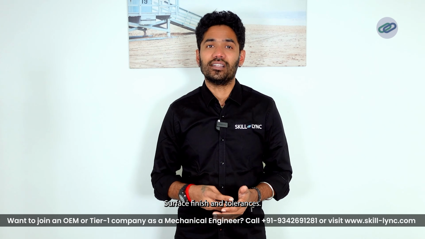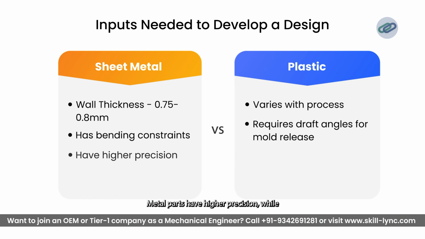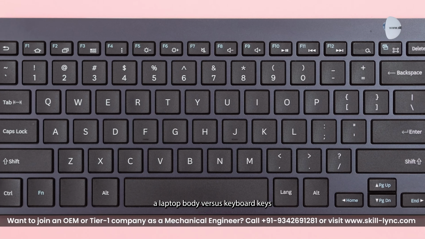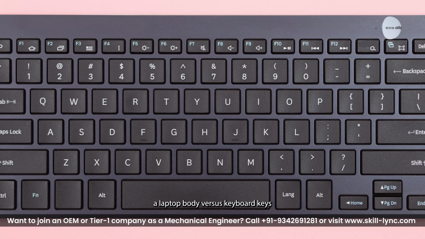Surface finish and tolerances. Metal parts have higher precision while plastic parts allow more flexibility in shape. Another example, a laptop body versus keyboard keys. The outer casing, the metal, needs durability, while the keys, which are made of plastic, need flexibility.